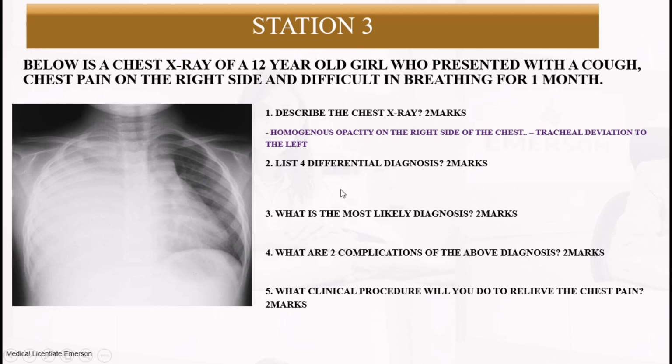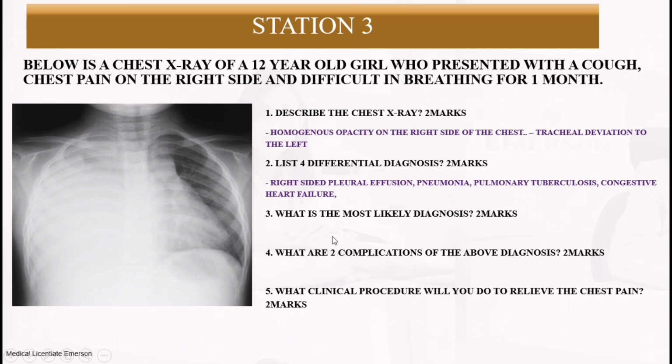Okay, then list the differential diagnosis. So this is most likely a right-sided pleural effusion, just that a pleural effusion is always secondary to something, and here we couldn't actually tell which cause is most likely. Then it could be pneumonia, pulmonary tuberculosis, congestive heart failure. So just put the differentials for pleural effusion. What can cause a pleural effusion this big? So just put your differentials for pleural effusion.